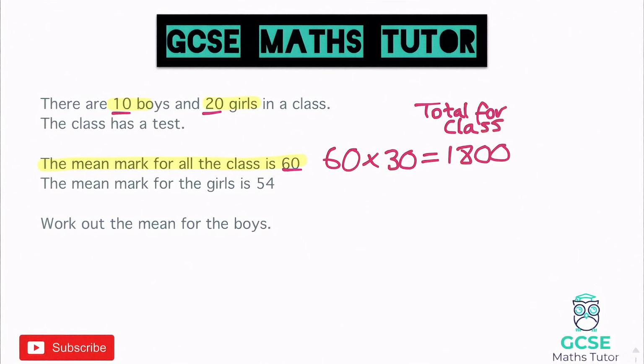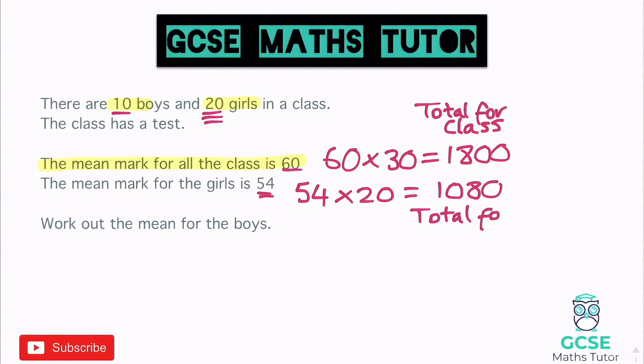Let's just label that total for class. There we go. Right, so the next bit of information, we've also been told that the mean mark for the girls is 54. In terms of the question, there are 20 girls. So if there's 20 girls and their mean is 54, we'll take their mean, 54, times it back by that 20 to find out what their total was. So 54 times 20, and that gives us 1,080. There is the total for the girls. Let's label that again. Total for girls.